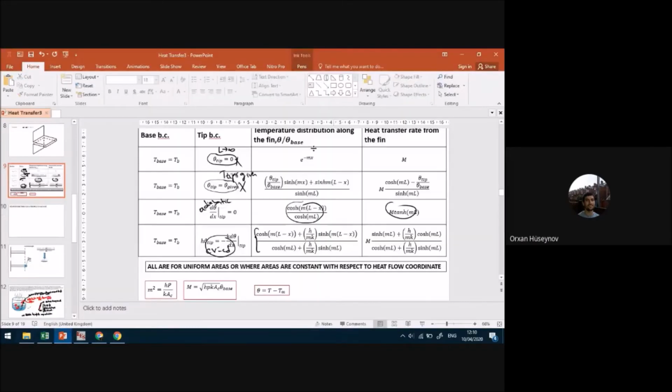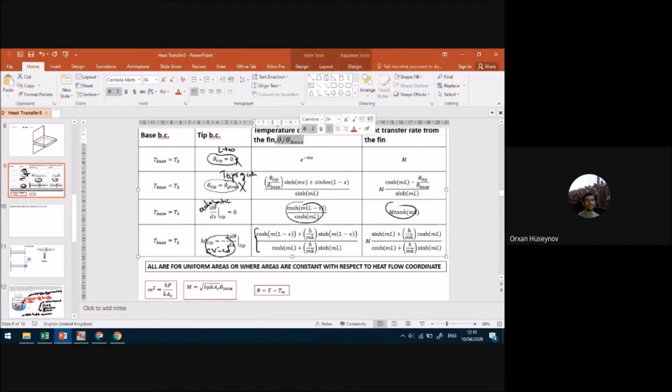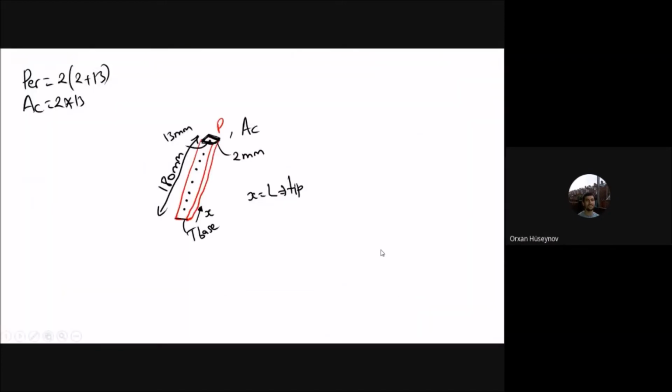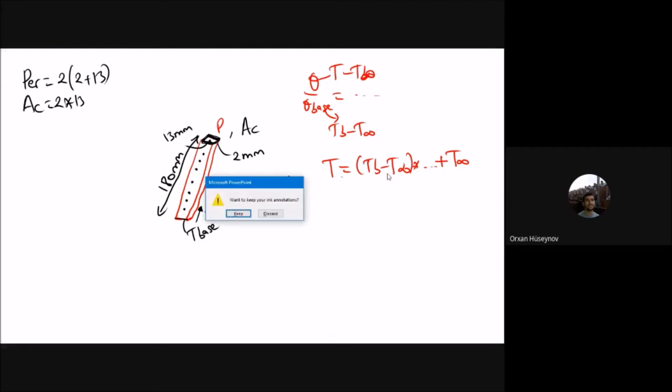Now let's calculate the temperature, and this formula is theta divided by theta base. So what we are doing here is that we have the formula here, which is theta divided by theta base, and which is the formula that I have calculated. So theta is T minus T infinity, and this one is T base minus T infinity. So I will have T equal to T base minus T infinity multiplied with the formula that I have calculated in Excel, plus the infinity temperature. So I will do this in Excel now.